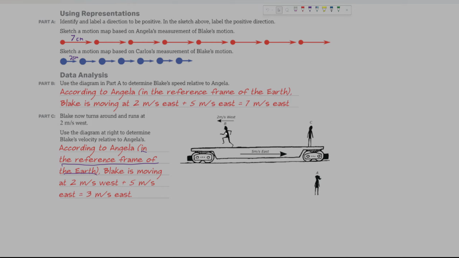Okay, now since Blake turned around and is moving in the opposite direction, we would consider that to be a negative value, whereas the train is moving in the positive direction. And so 2 meters per second west plus 5 meters per second east gives us 3 meters per second to the east.